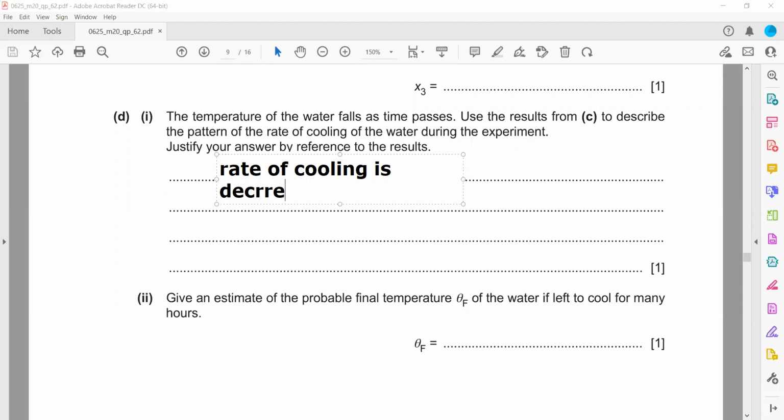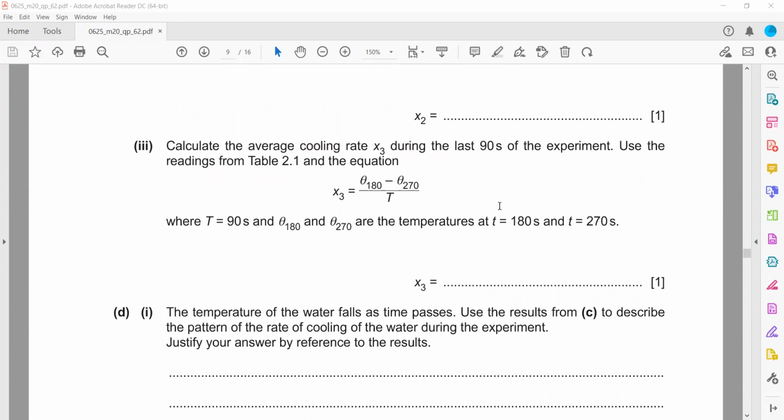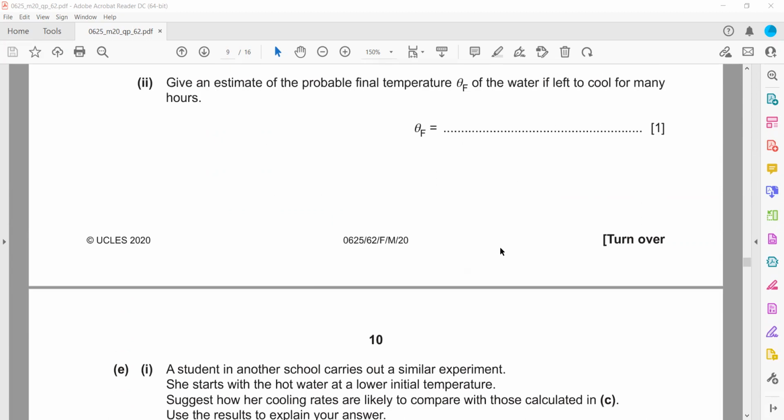And how can we say this? You will use the values, like x1, x2, and x3 are the values for the rate of cooling. You'll compare them: x1 is higher, x2 is smaller, then x3 is very small.